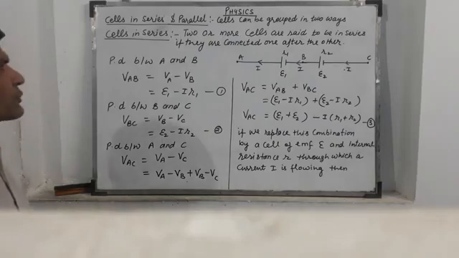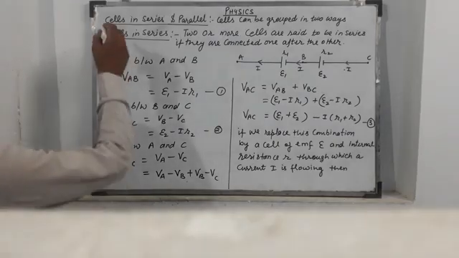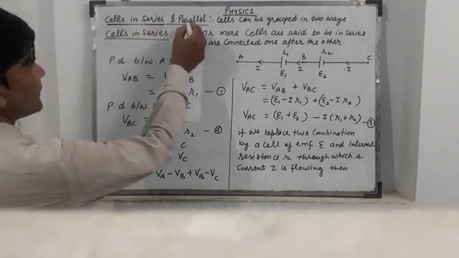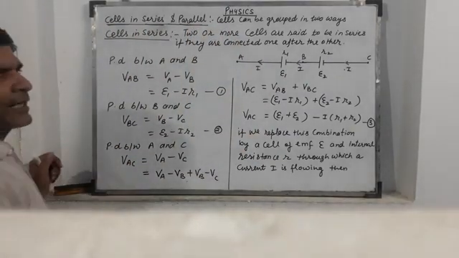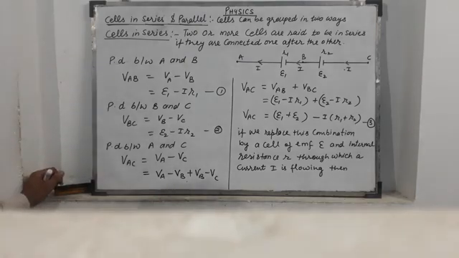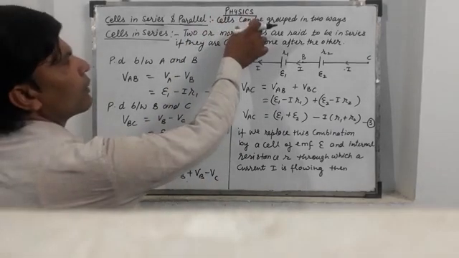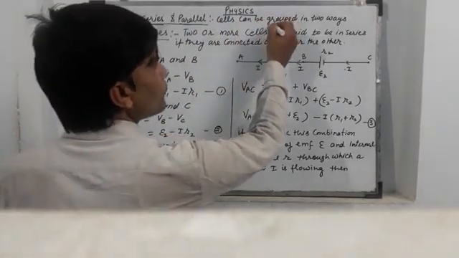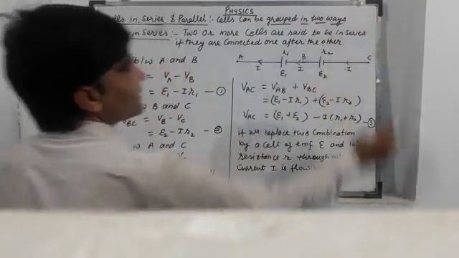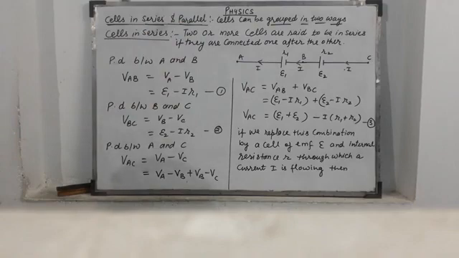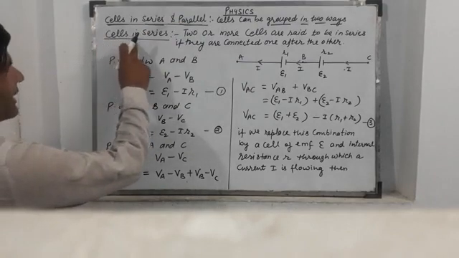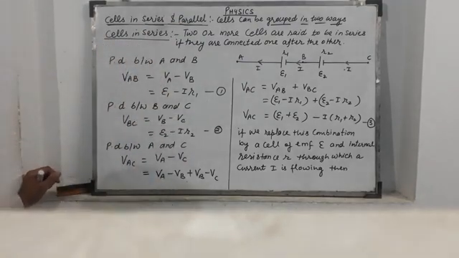Students, in this lecture we discuss cells in series and parallel, as resistances and capacitors are also arranged in series and parallel. Similarly, cells can also be grouped in two ways: one is series and another is parallel. So, first, cells in series.